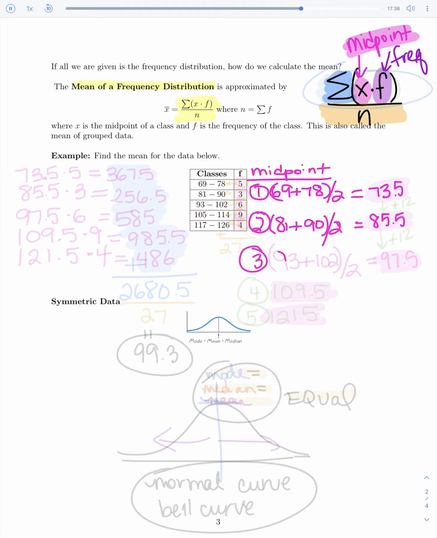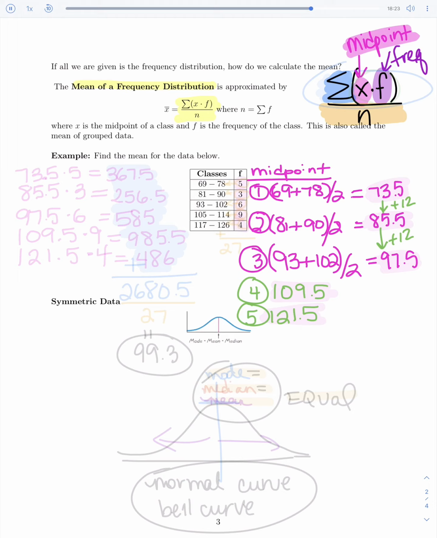The third class was 93 to 102, so add those up and divide by 2, and we get 97.5. And if you weren't sure, I'm starting to see a pattern, but if you weren't, you could keep on going. The next one is going to be 109.5. And how I got that was the pattern is that the class width is 12. We're adding 12 each time. So the next one after this should be 121.5. And these are all of our midpoints.